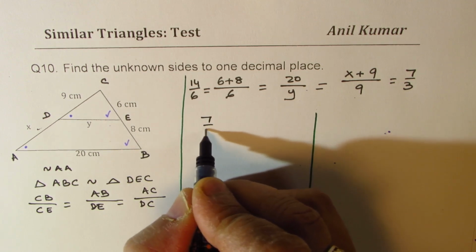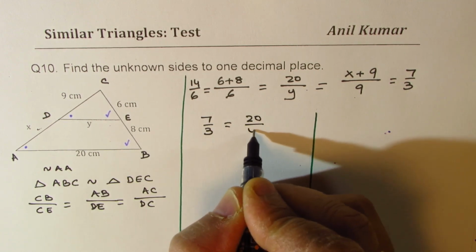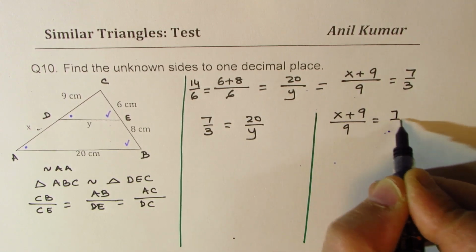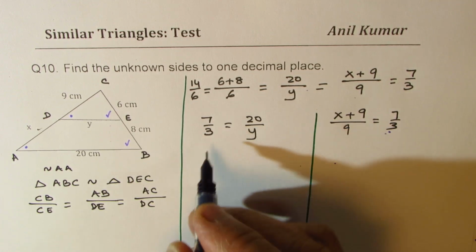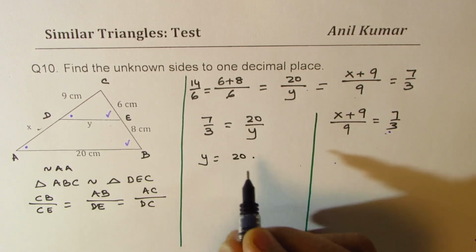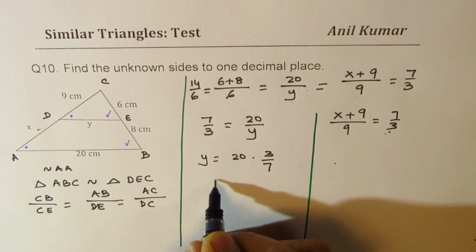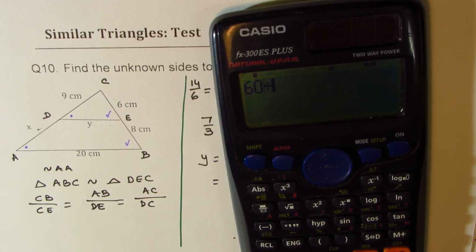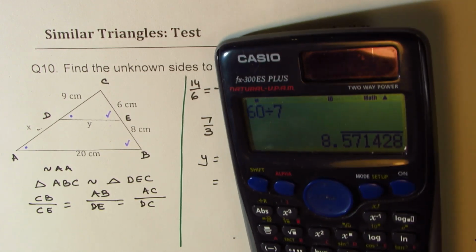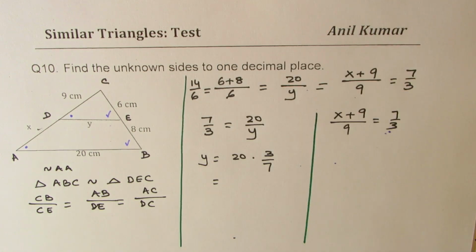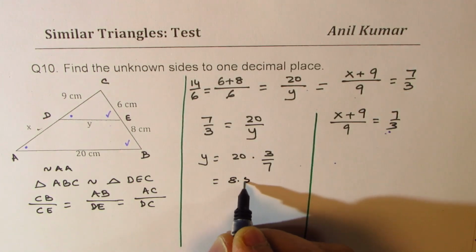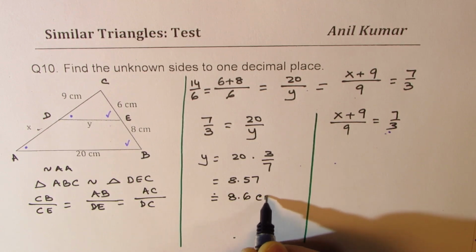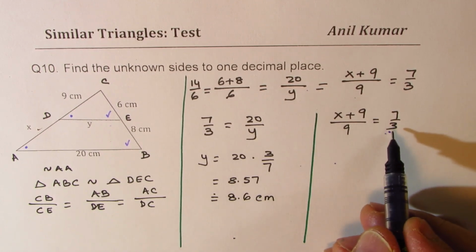So basically one equation is 7 over 3 equals 20 over y. The other equation is x plus 9 over 9 equals 7 over 3. Is that okay? Now cross multiply. So we get y equals 20 times 3 over 7. So we have 60 divided by 7 equals, in decimals, 8.57, which is rounded to one decimal place as 8.6 units or centimeters. Is that clear? Let's cross multiply here.